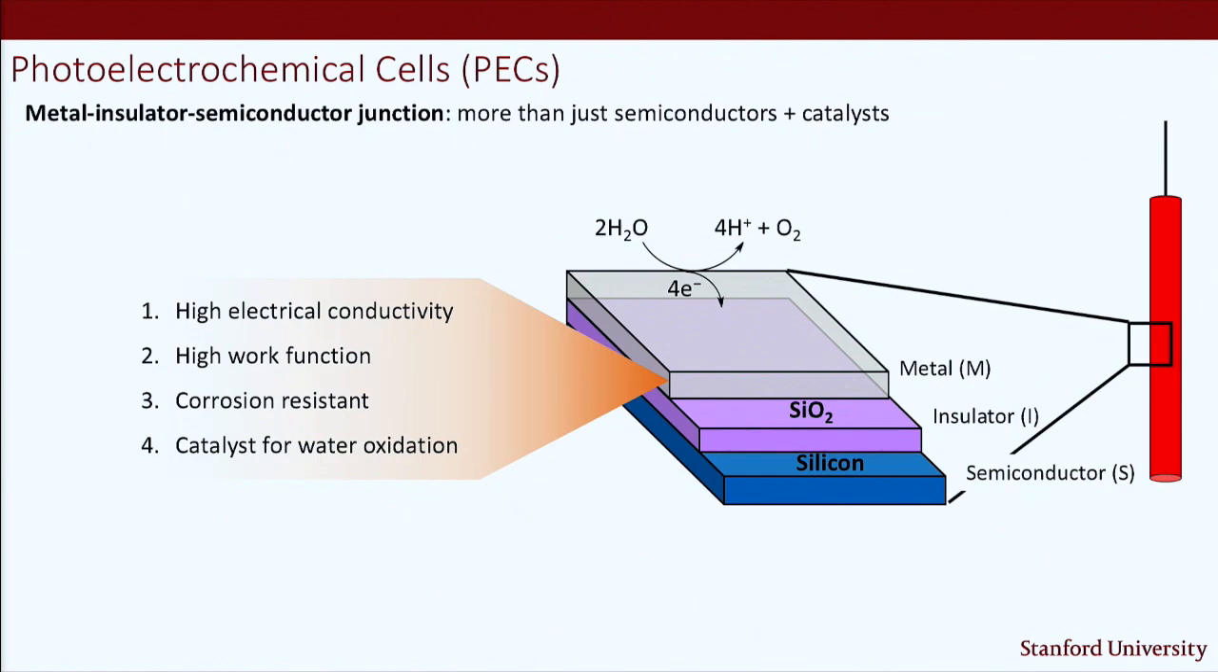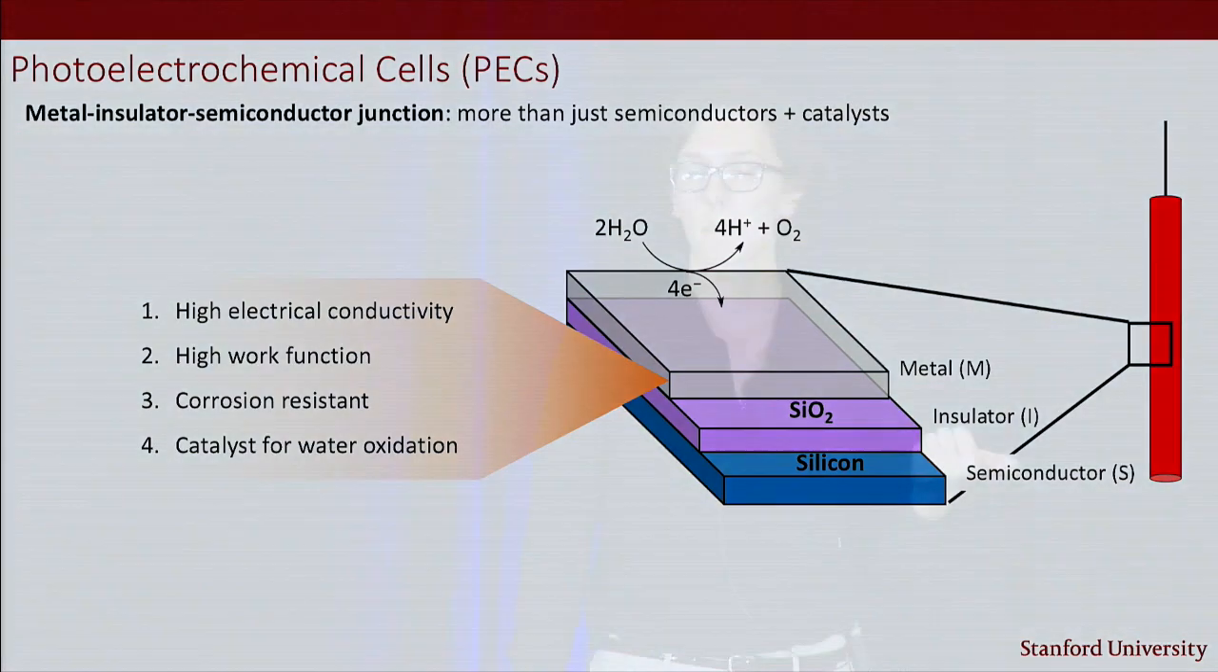First of all, it needs to be highly electrically conductive. That might seem obvious, but we don't want any ohmic losses in our device. It also needs to have what's called a high work function. And this is simply an electronic property of the material that relates to the photovoltage that we can get out. So a higher work function means we get a bigger photovoltage.